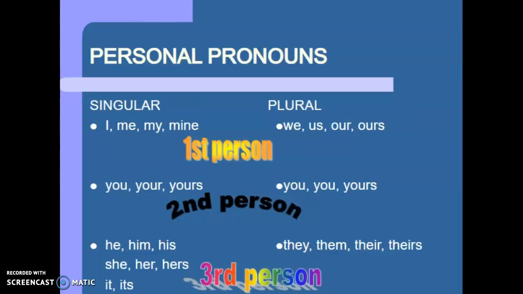So, for example, personal pronouns, you have singular and plural. Singular pronouns such as I, me, my, and mine. Plural, meaning more than one: we, us, our, and ours. And if you notice here, they are broken down into first, second, and third person point of view. Okay? So all of these are examples of pronouns. He, him, his, she, her, hers, it, its. These are personal pronouns.